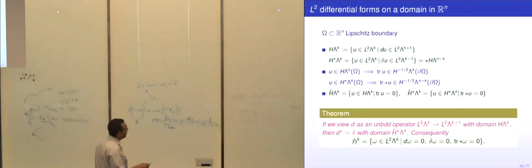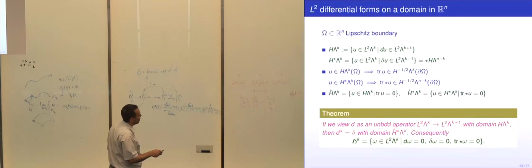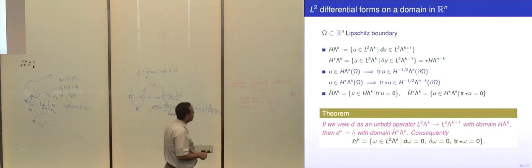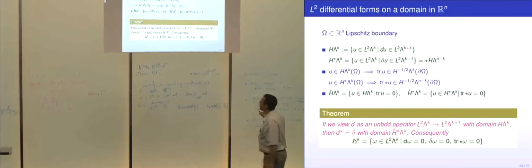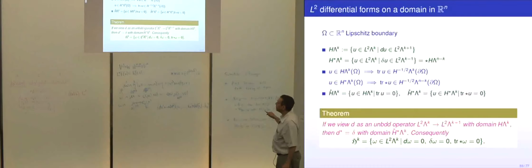And therefore, we can define H0 Lambda k and H0 star Lambda k as the things with traces equal to 0. And then we get to the unbounded operator context. If we think of D as an unbounded operator from L2 k-forms to L2 k plus 1 forms, and we take its domain to be H Lambda k, then D star is delta, but not with the domain H star Lambda k, with the domain H0 star Lambda k.